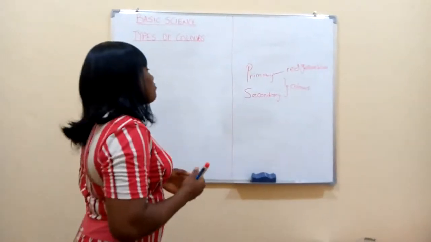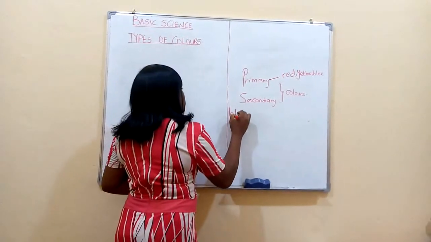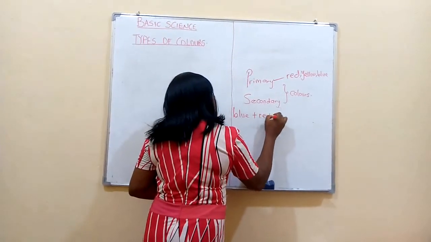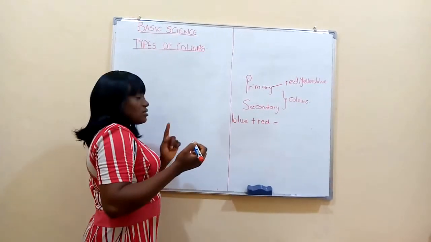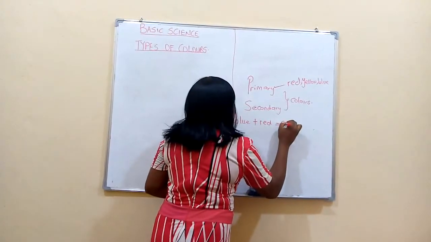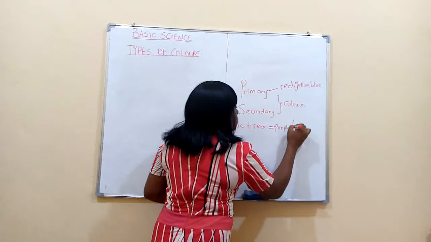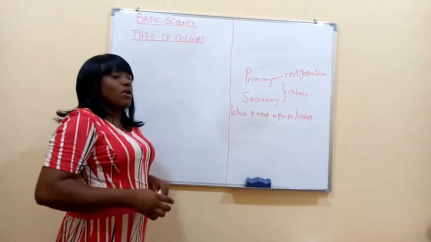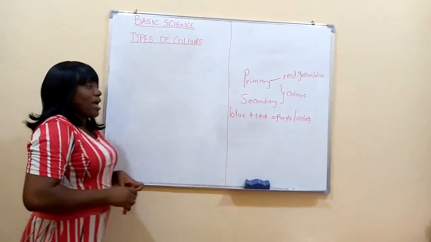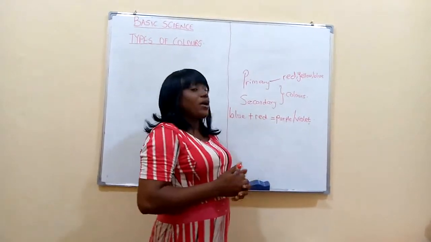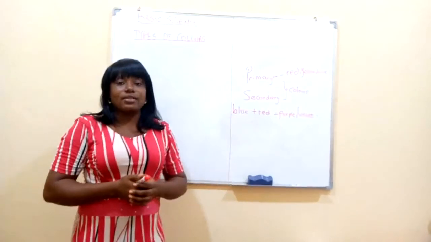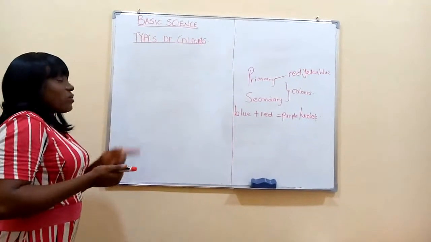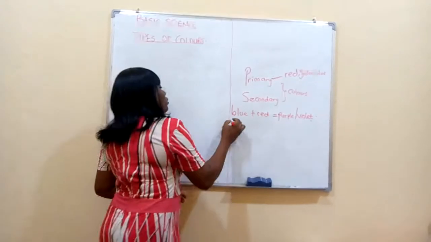Example, we have blue plus red will give us a secondary color, purple. Purple, some people call it violet. Okay? Blue plus red will give us what? Purple.